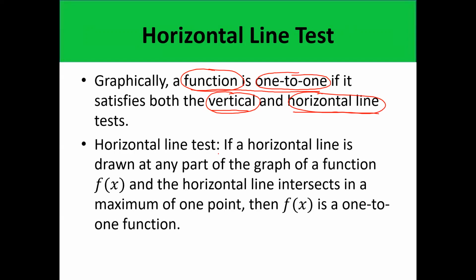So the horizontal line test, similar to the vertical line test, states that if a horizontal line is drawn at any point of the graph of a function, and the horizontal line intersects in a maximum of 1 point, then the function is a one-to-one function. Now, in the case that the horizontal line will intersect in two or more points, then the given function is not a one-to-one function.